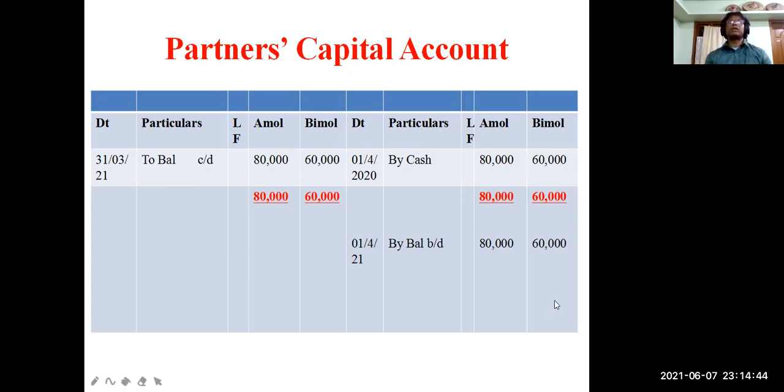This will continue. The capital account will be like this again next year: to balance CD, then by balance BD, continuing like this. Every year the amount of capital will be constant. 80,000 and 60,000 will be constant in this question because capitals are fixed. All adjustments regarding interest on drawings, interest on capital, salary, maybe commission, drawings, whatever they may be, will be recorded in the partners' current account. Remember, if capital accounts are fluctuating, then you do not make current accounts; all entries come in the capital account, like to interest, by interest. But here, capital accounts are fixed, so only the balance comes here, and other things go to the partners' current account.